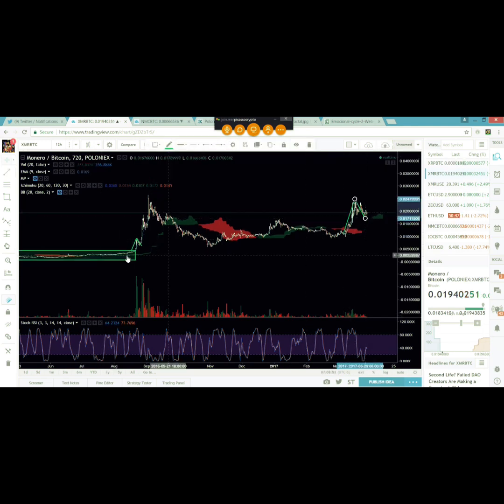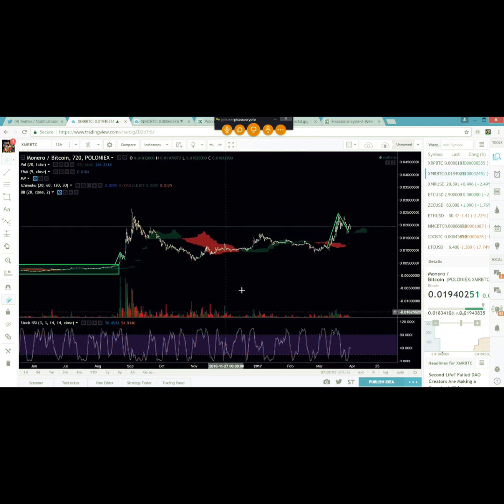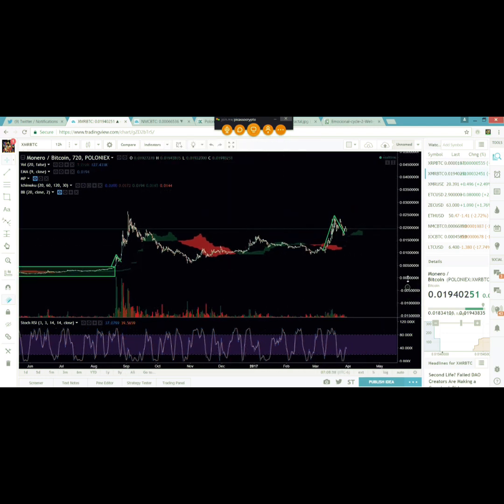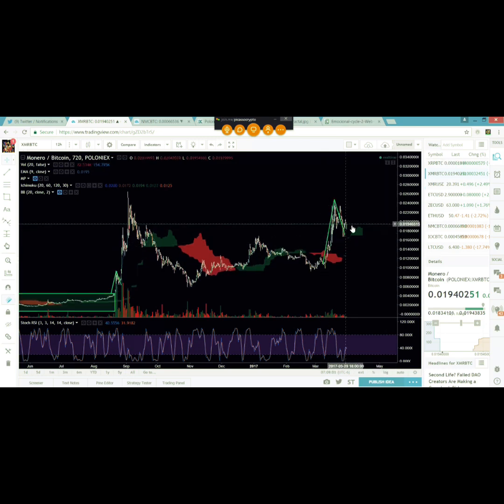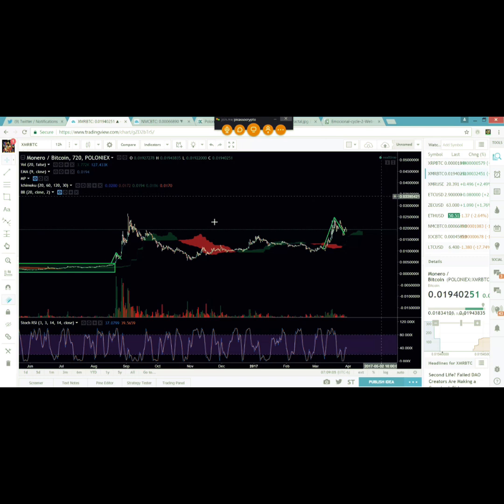Okay, so right here we have the 1 and the 2 of this impulsive leg up. I really do believe, and according to the strategy that I use, that we just saw a 1 and a 2 here with Monero. Okay, we still have to get the 3, the 4, and the 5 before we even start to sell down like this.